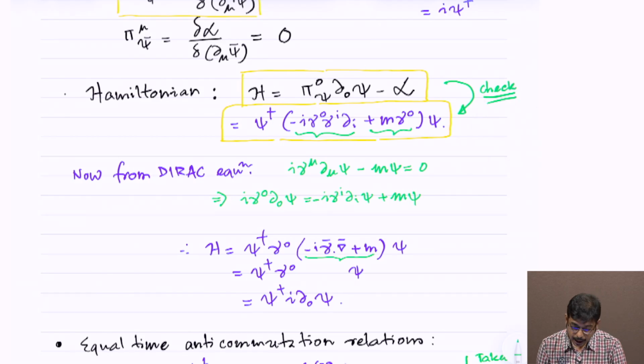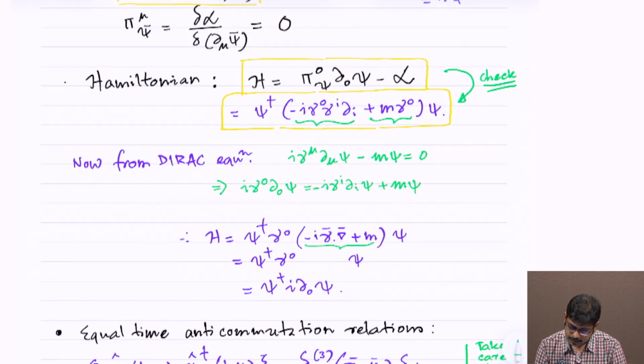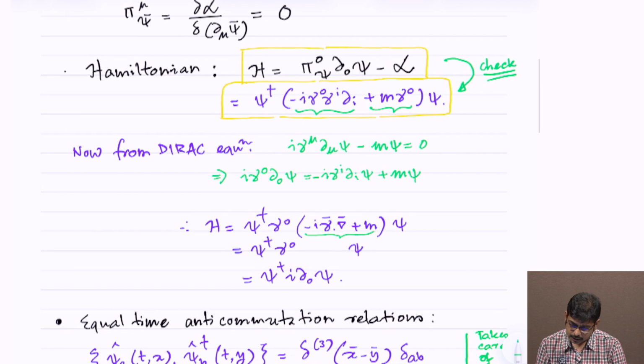Let us once again get back to the Dirac equation. The Dirac equation is essentially the Euler-Lagrange equation that you derived from the Dirac Lagrangian, and that is simply i gamma mu del mu psi minus m psi is equal to 0. Now, if you split this first term component-wise, then i gamma 0 del 0 psi is equal to minus i gamma i del i psi plus m psi, right. I have just written gamma mu del mu as gamma 0 del 0 plus gamma i del i. So, this is what you have.